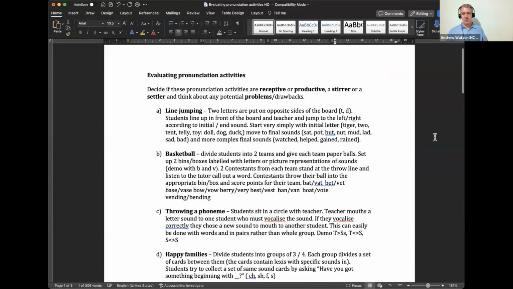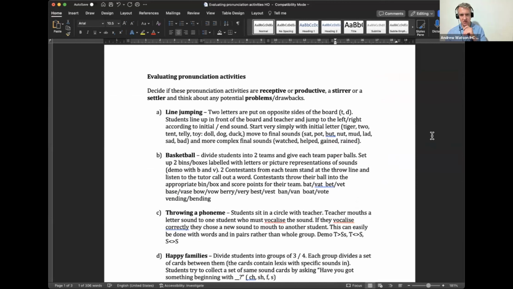All right, so I'm going to have you analyze these activities, whether you think they're receptive or productive, stirrer or settler. So I'm going to put Anna Maria and Paula into a breakout room. I'll give you 10 minutes to do it. If you find you've done it faster than that, then you can send me a message. And I will work here in this room with Christian.